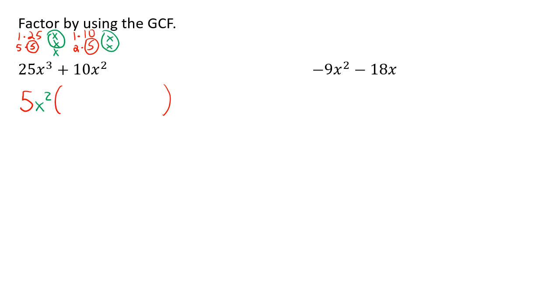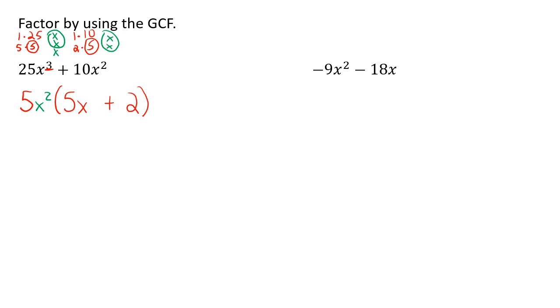So the way I like to do it is, 5 times what number gives me 25? 5. I have 3 x's, but I had 2 taken out, so I have 1 left over. Then I had a plus sign, 5 times 2 is 10. I took 2 x's out, so I have none left over after the 2. And so now I've done GCF factoring.